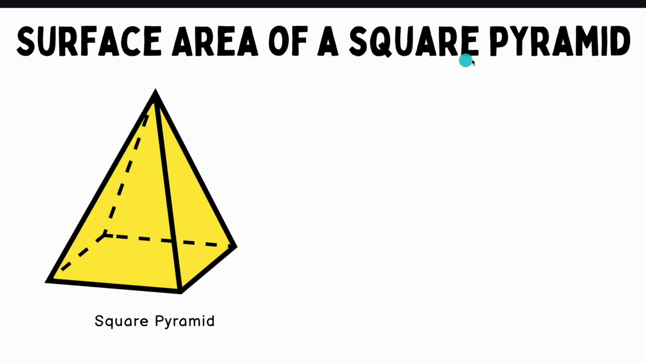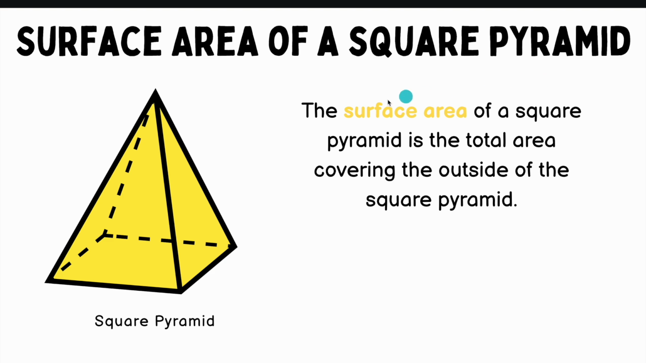Surface area of a square pyramid. The surface area of a square pyramid is the total area covering the outside of the square pyramid. The square pyramid is composed of four triangular faces, and we know to find the area of a triangle, we need half times the base times the height. In this case, we have to times that by 4 because we have 1, 2, 3, 4 triangular faces.